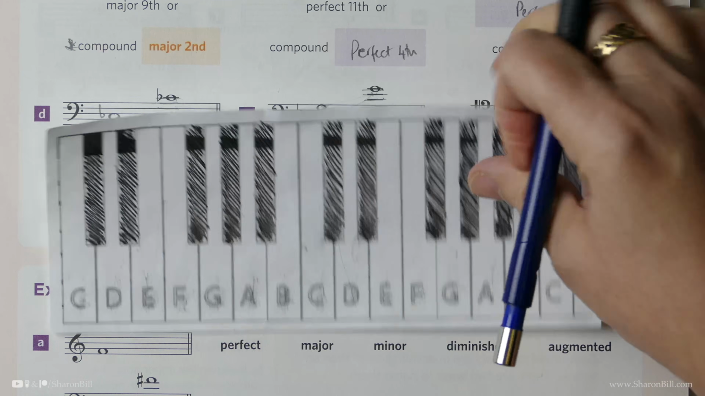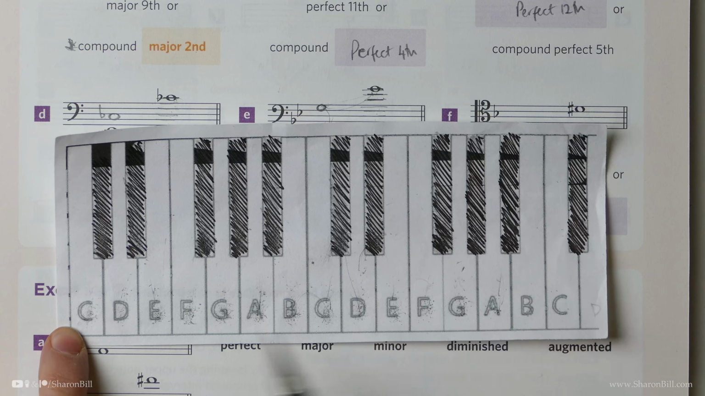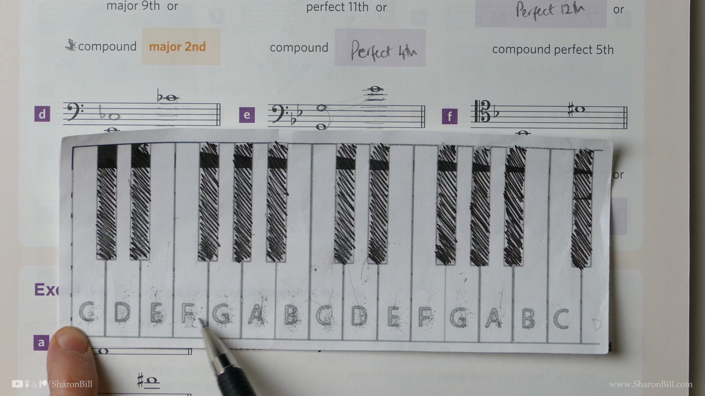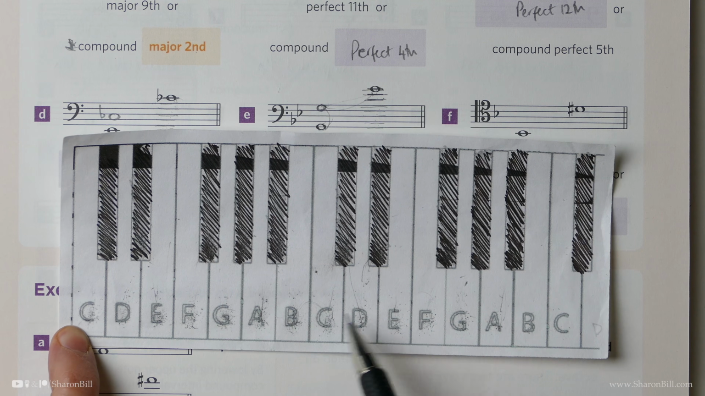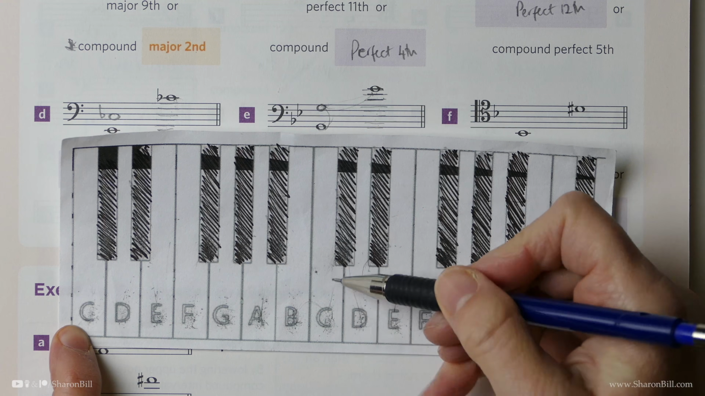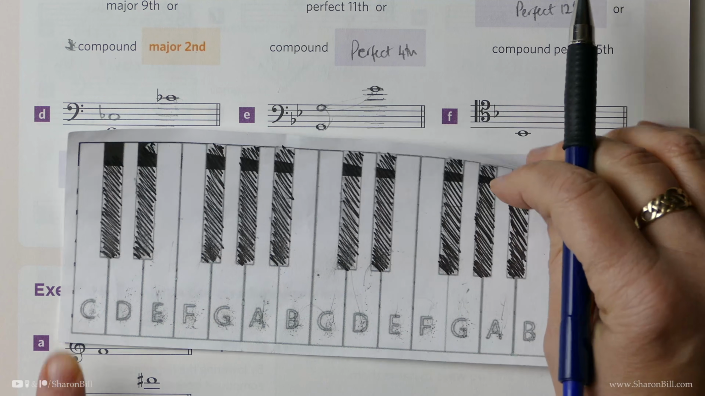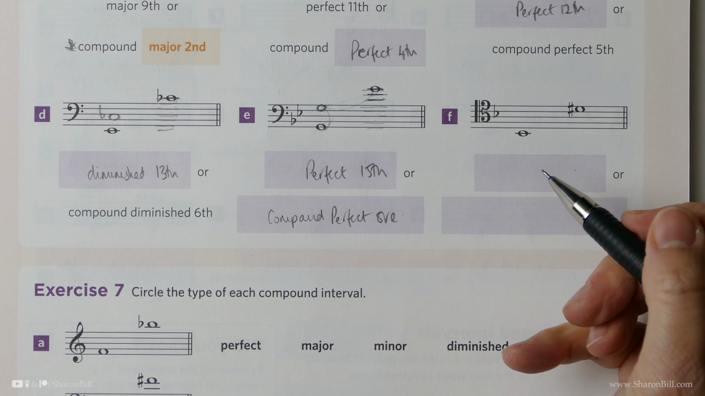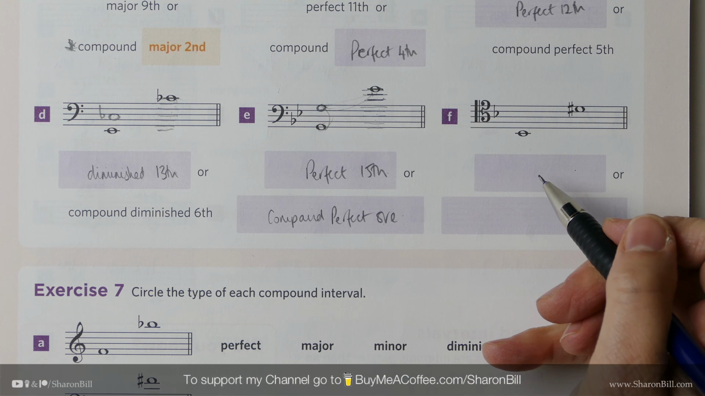If you look from C to C to C, 1, 2, 3, 4, 5, 6, 7, 8, 9, 10, 11, 12, 13, 14, 15. We don't need to count this one twice. So just be careful there. And then let's look at this next one.